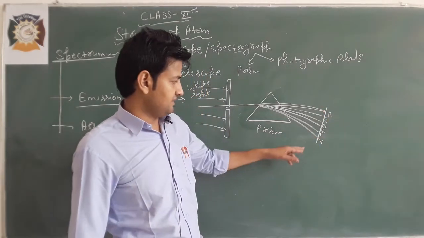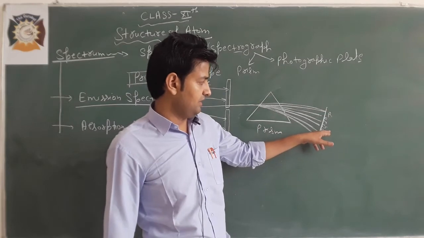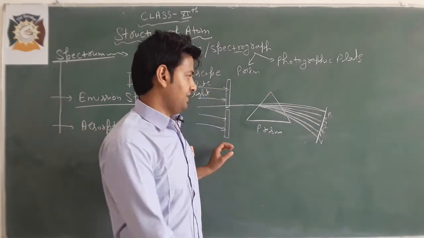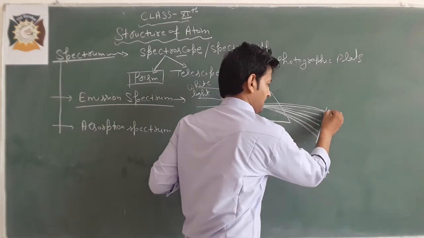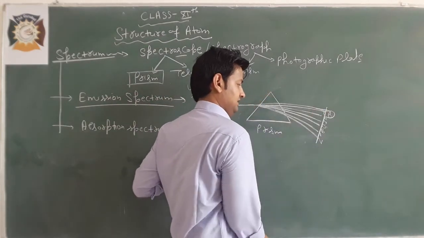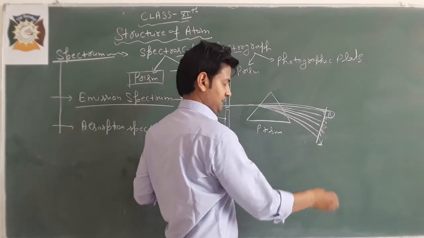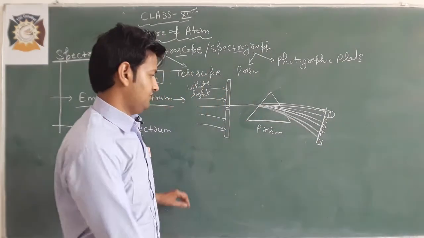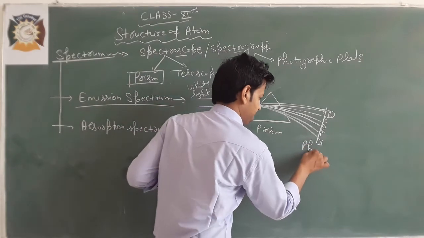In this case, the different colors are violet, indigo, blue, green, yellow, orange and red. The wavelength of red is highest but its deviation is least. The wavelength of violet is lowest but its deviation is highest. So this is the photographic plate.